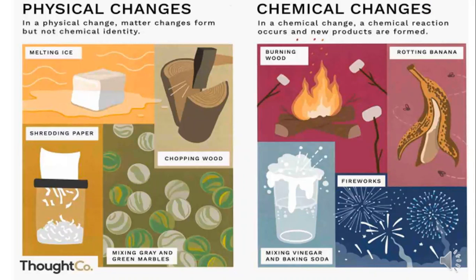In the next example, mixing vinegar and baking soda: when vinegar and baking soda are first mixed together, hydrogen ions in the vinegar react with the sodium and bicarbonate ions in the baking soda. The result of this initial reaction is two new chemicals, carbonic acid and sodium acetate. So here, when we mix vinegar and baking soda, there is the formation of carbonic acid and sodium acetate. So we can say that this is also an example of a chemical reaction. In the case of fireworks, again, a burning or combustion reaction occurs.